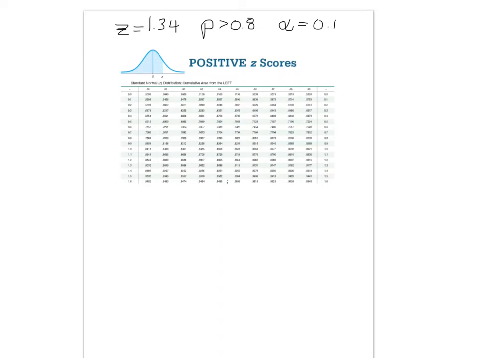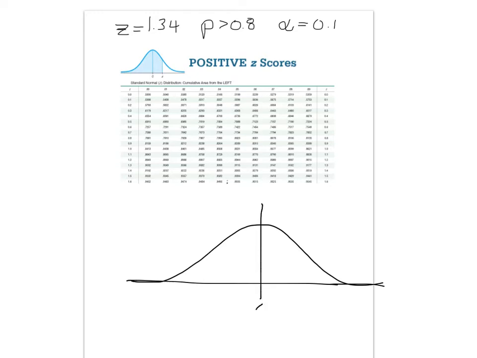I always tell students to draw a picture, draw a picture, draw a picture, because that helps you understand what all this information means. Remember, we're standardizing our normal distribution, which means the mean is at 0. Our Z value is greater than 0, so it's just somewhere over here to the right, and that's our 1.34. So what we're trying to figure out is, is that too far away? Is that in our critical region?